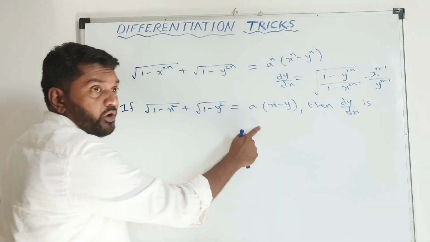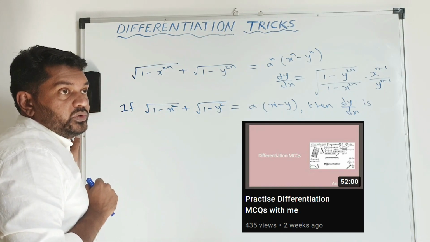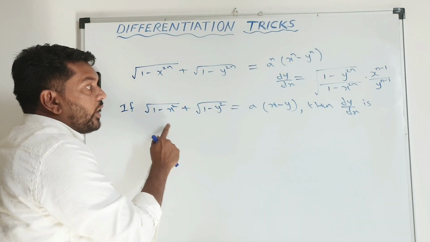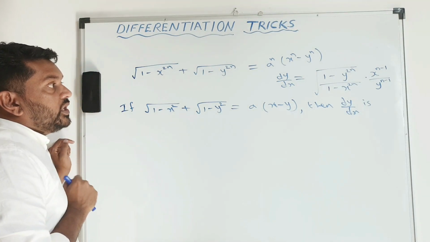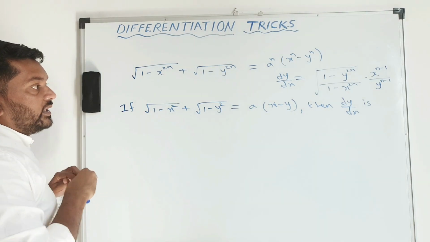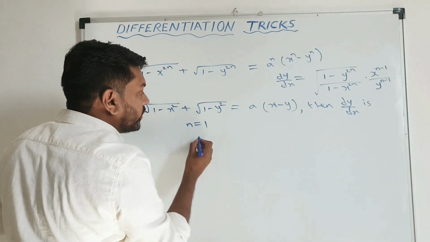The conventional way of doing these types of questions I have already explained in another video, Differentiation MCQs. You can visit that. Now I am explaining the shortcut. Look at this. What is in the place of n? It is 1. So I am substituting n equal to 1 to get dy by dx.